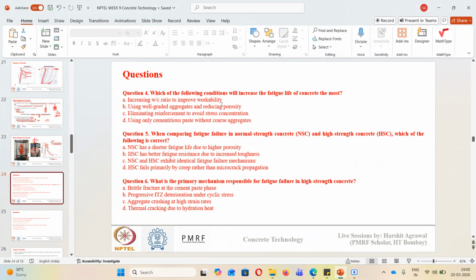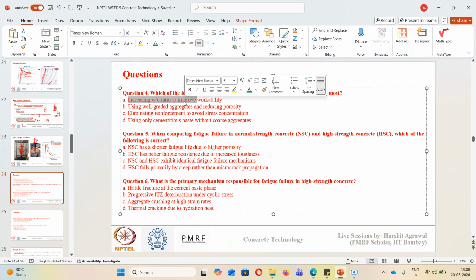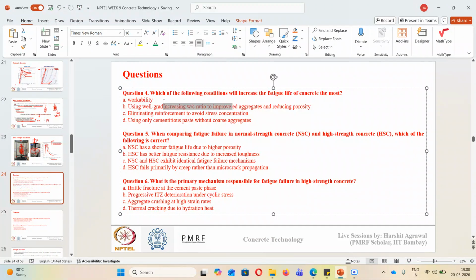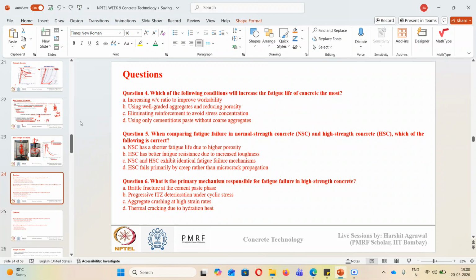No, A won't be the correct answer. Increasing the W by C ratio. If we increase the W by C ratio, the strength of concrete will reduce. So it may deform more under load. So fatigue life may decrease instead of increasing. Just think about how a concrete will respond to stress application.